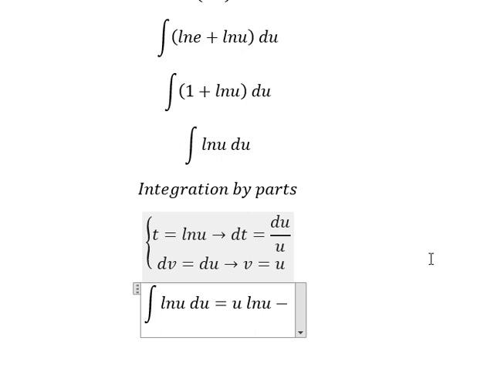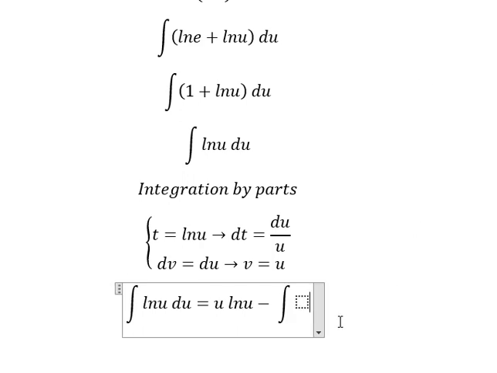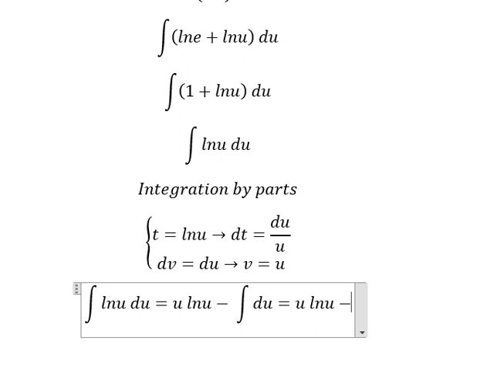So u divided by u, we have number 1. And now we have the integration of du. And now we have the final answer.